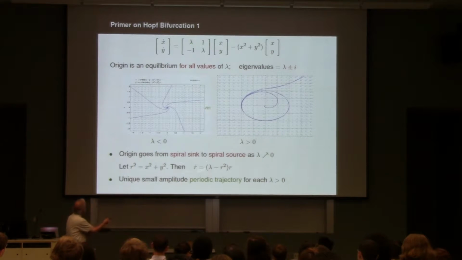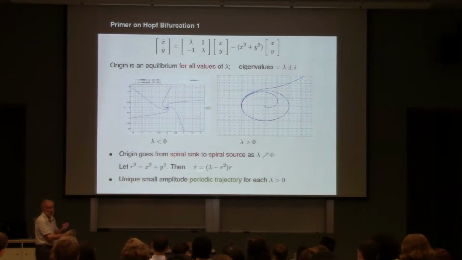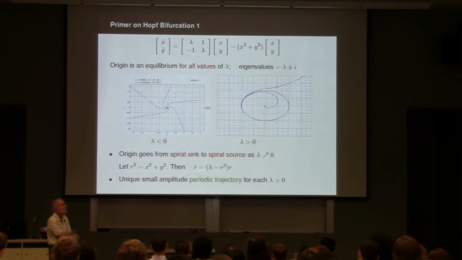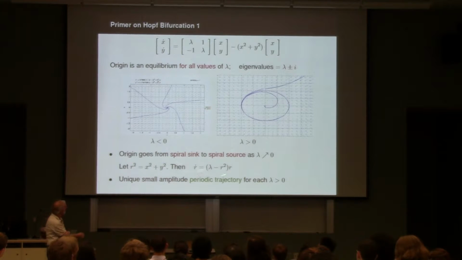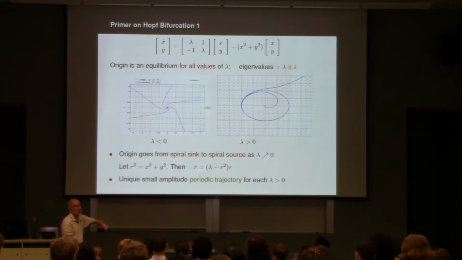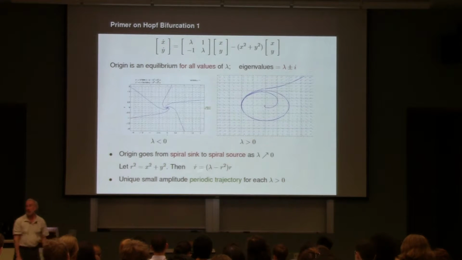For this particular equation, it's actually fairly simple. If you go to polar coordinates and look at r, r dot is going to be lambda minus r squared times r. This equation is set up so that when you go to polar coordinates, it looks nice. And when r is the square root of lambda, when lambda is positive, r dot is 0. That means you just stay on the same constant radius from the origin. That is, you have a periodic motion.